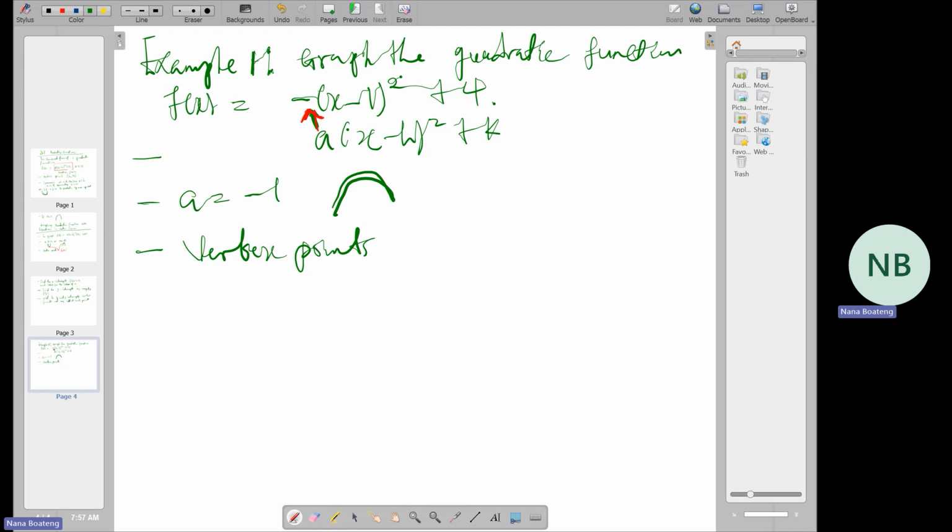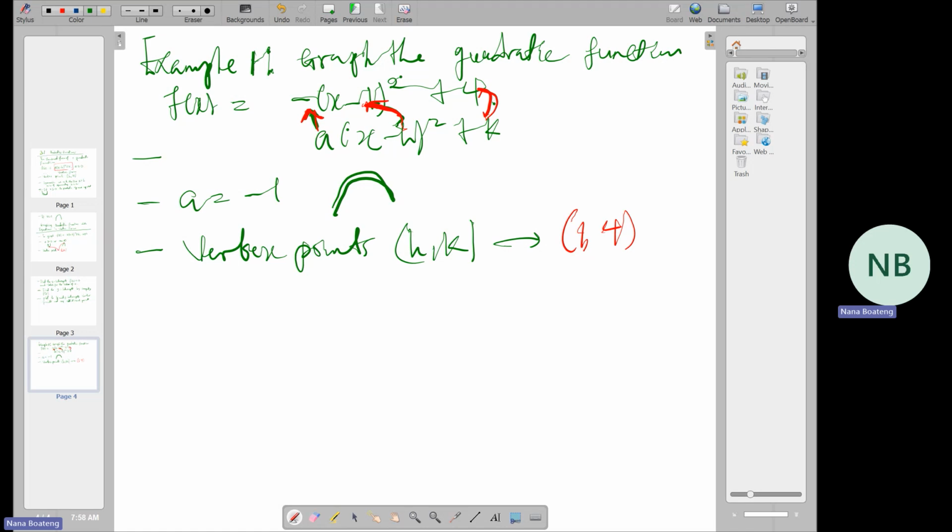The vertex points are h and k. If we compare this standard form to the given example, we can see that h is 1 and k is 4. So these are the vertex points, found by comparing the standard form to the given example.